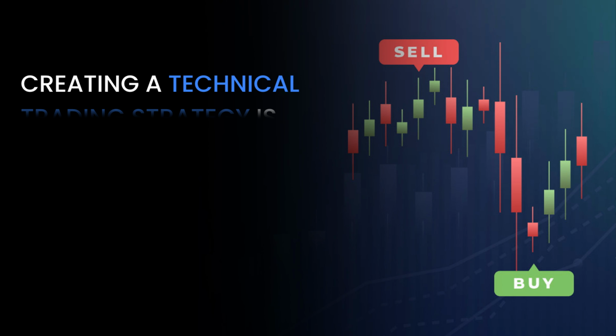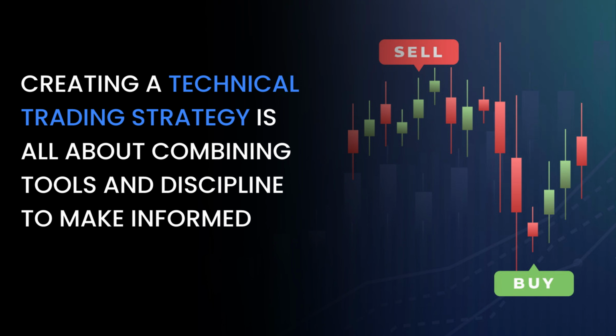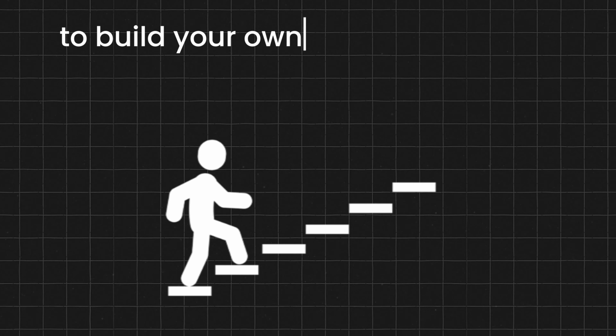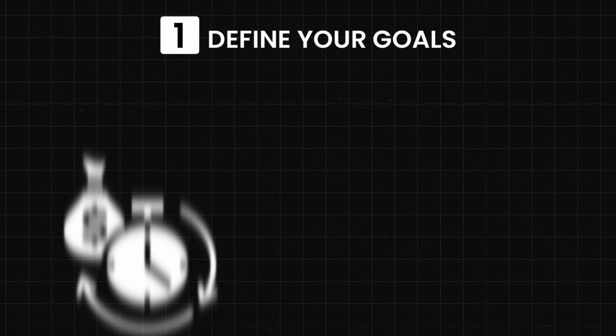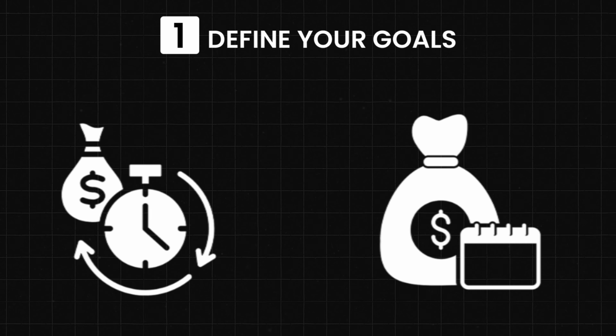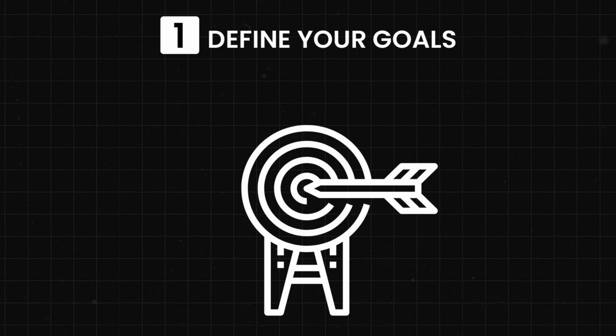Creating a technical trading strategy is all about combining tools and discipline to make informed decisions. Let's walk through the key steps to build your own effective strategy. 1. Define your goals. Are you trading for short-term gains or long-term investments? Clear goals will shape your strategy and timeframes.